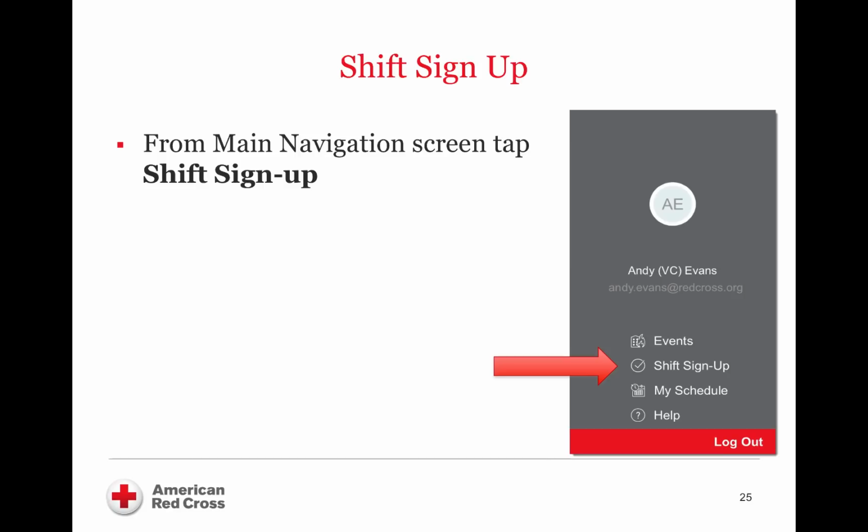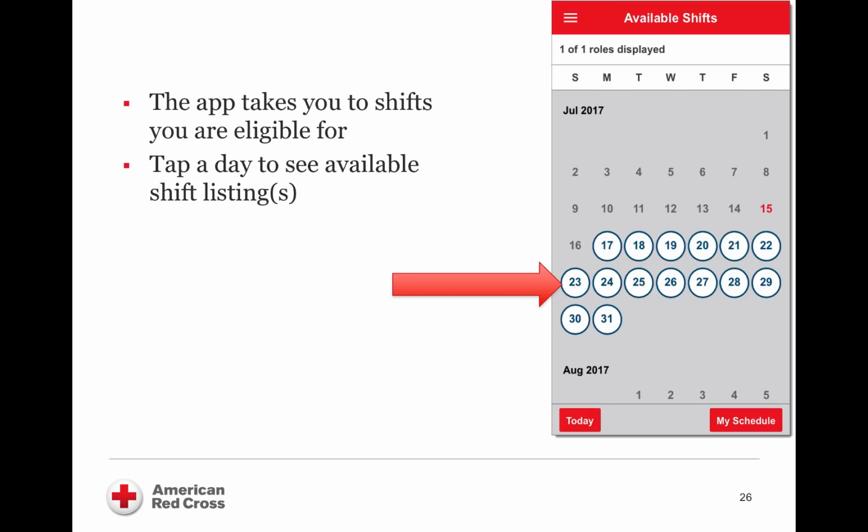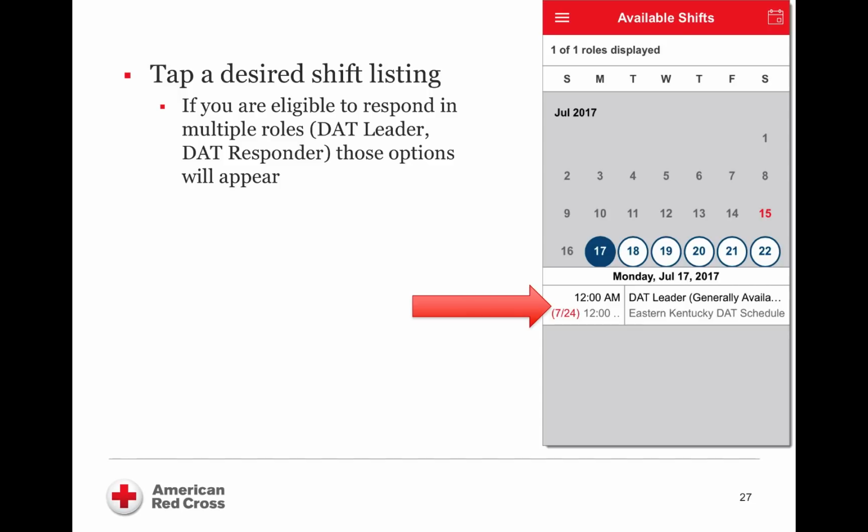To sign up for shifts, you'll go to the main navigation screen and tap Shift Sign Up. The app takes you to shifts you are eligible for. Tap a day to see available shift listings. Tap a desired shift listing. If you are eligible to respond in multiple roles, those options will appear.